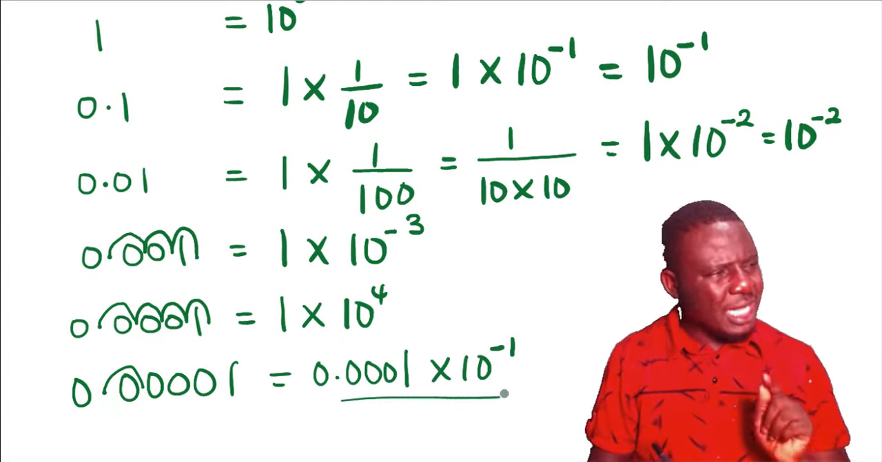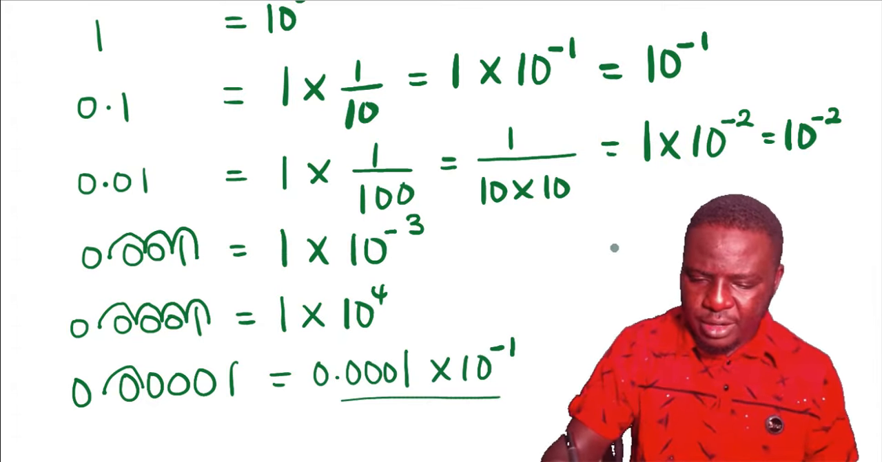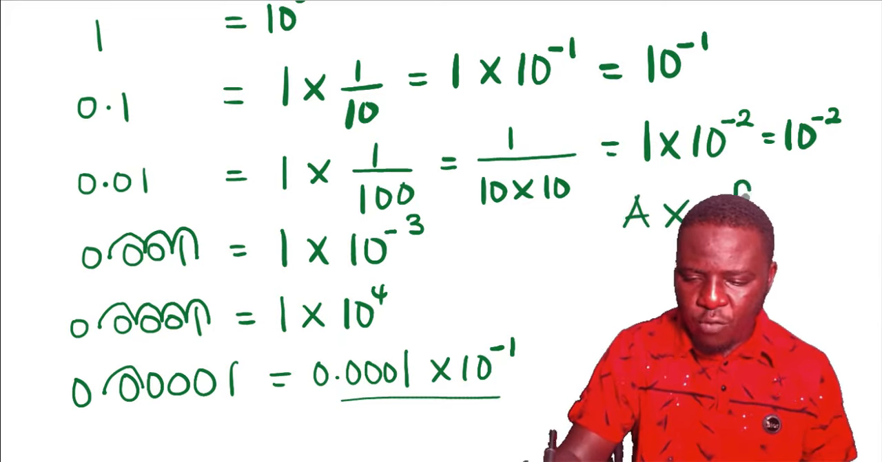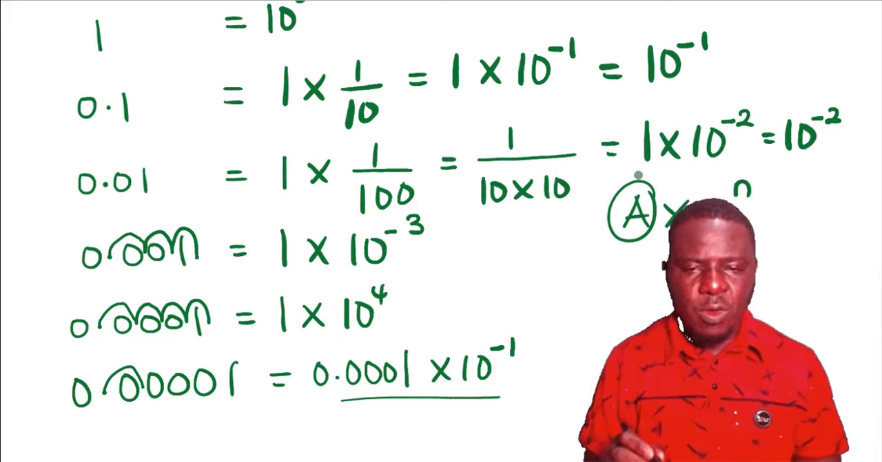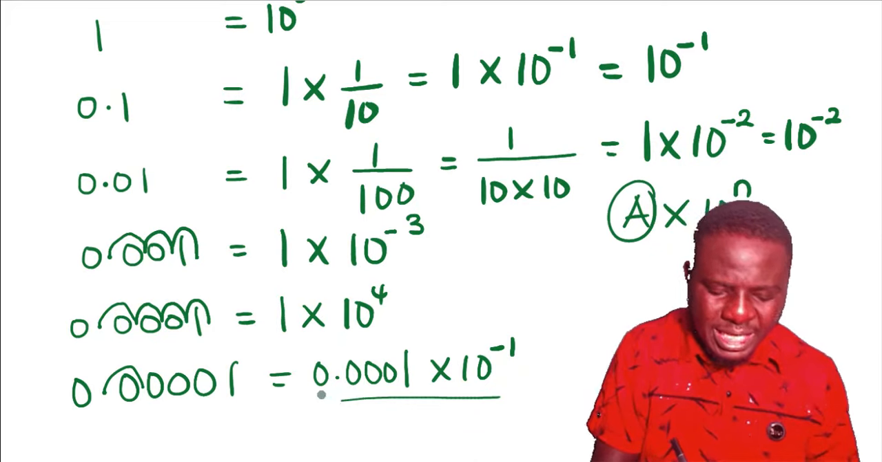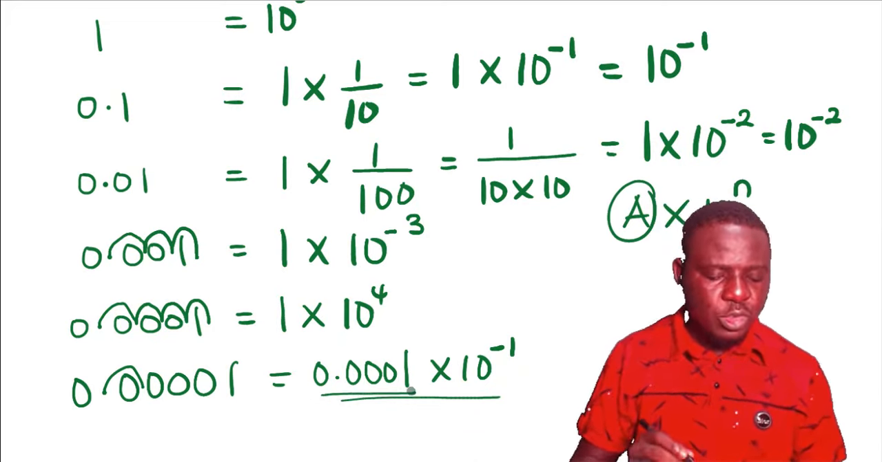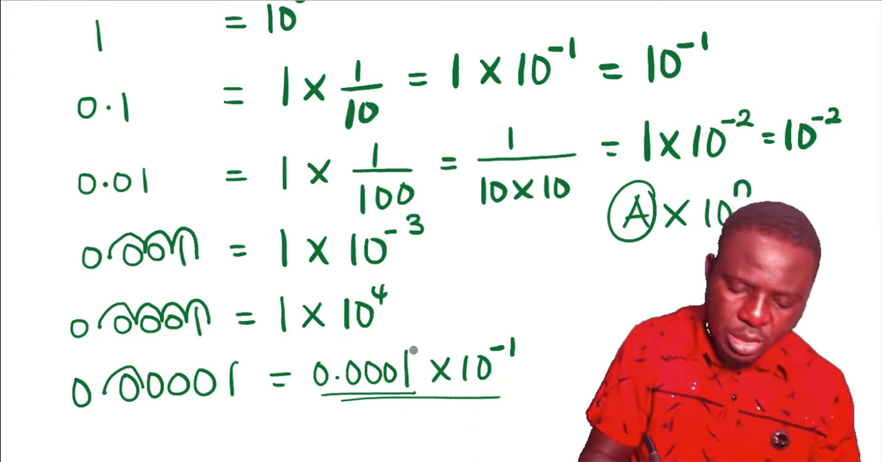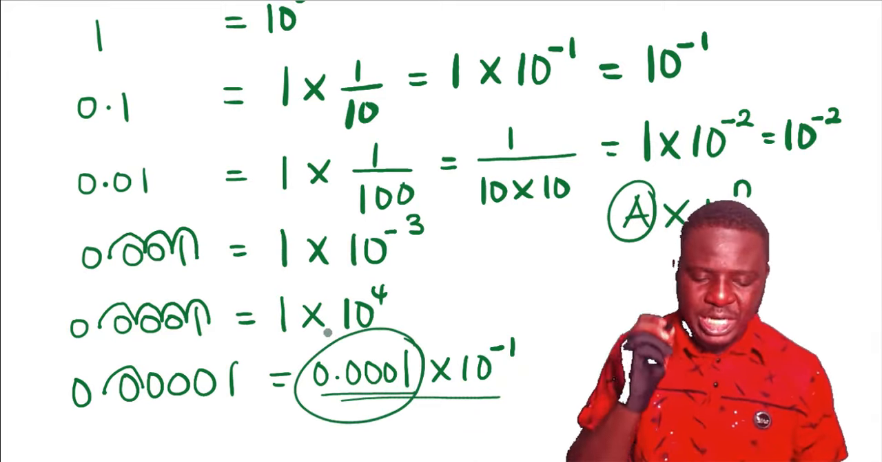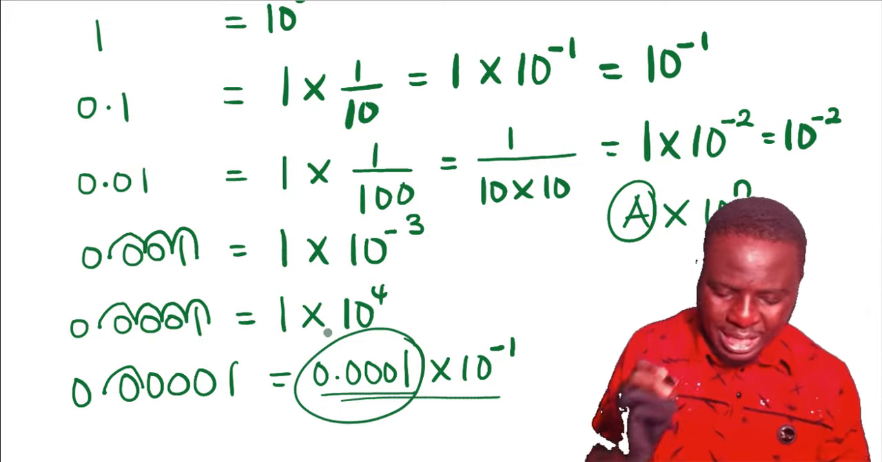This cannot be said to be in standard form because remember the rule that it must be expressed as a times 10 raised to the power of n, where a is a number that falls between 1 and 10, but this is still smaller than 1, so it cannot be said to be in standard form, but rather keep moving it until you get a digit which is equal to or greater than 1 but less than 10.